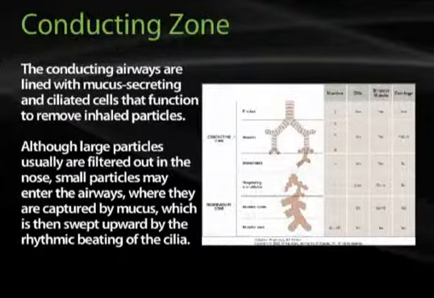These conducting or upper airway cells are lined with mucus-producing cells, and the respiratory epithelium has cilia, or hair-like projections, on them that help to trap and remove inhaled particles. The big particles are usually filtered out in the nose, but small particles make it down lower in the lung. There, they're captured by mucus, swept up by the mucociliary elevator, and able to be coughed out.